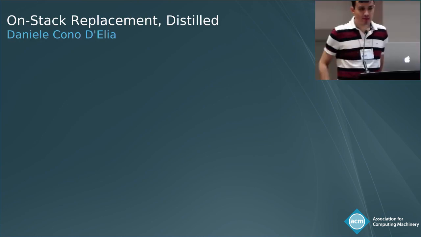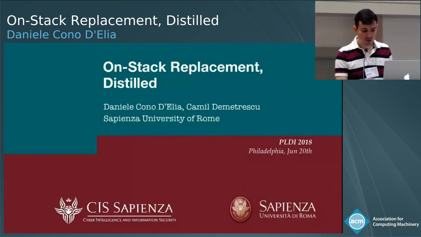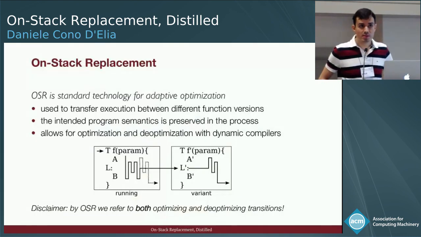Okay. So on-stack replacement is a very common technology for modern runtimes, and is used to support adaptive optimization. You might have a function that is currently executing and you might want to divert execution to another version of this function, and you might do it for optimization purposes. For instance, you have a long-running function and you are able at some point to optimize this function using profiling information, but at some point you might have to invalidate an optimization decision, and then you have to perform the deoptimization. And in this talk I'm going to refer to both kinds of transitions as OSR.